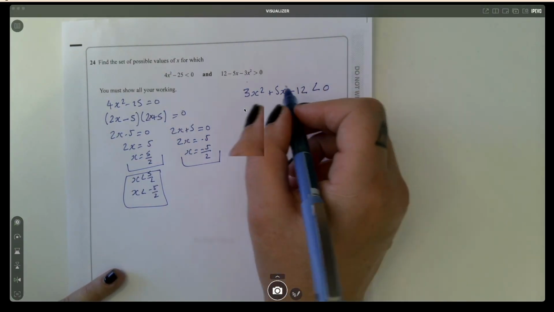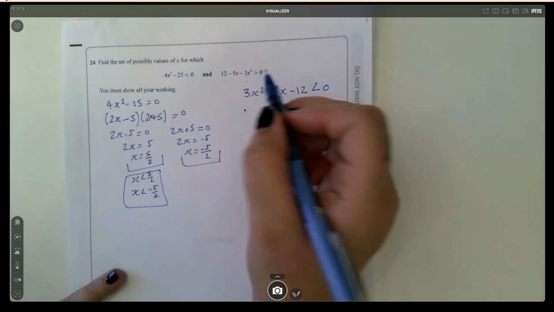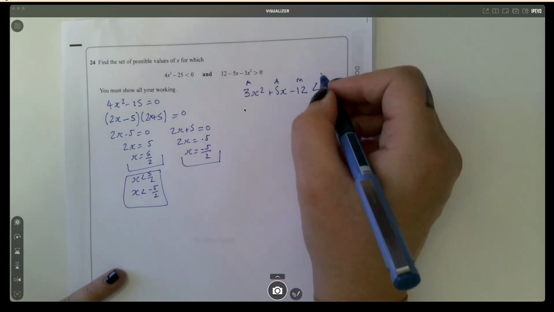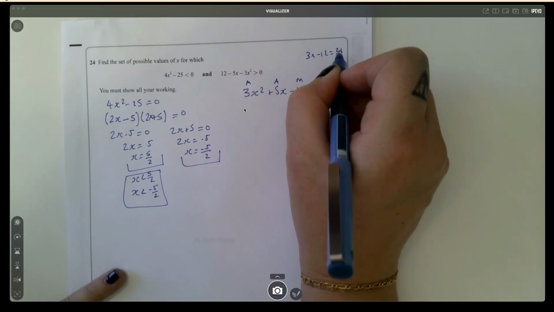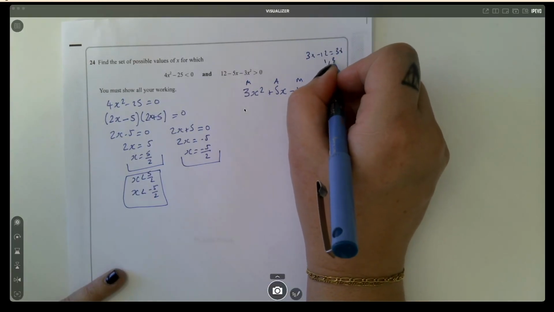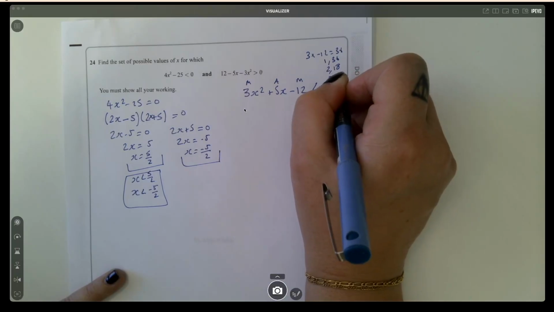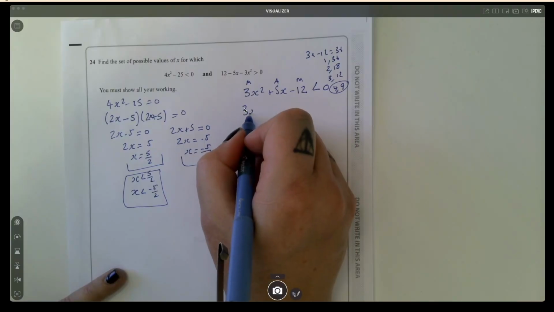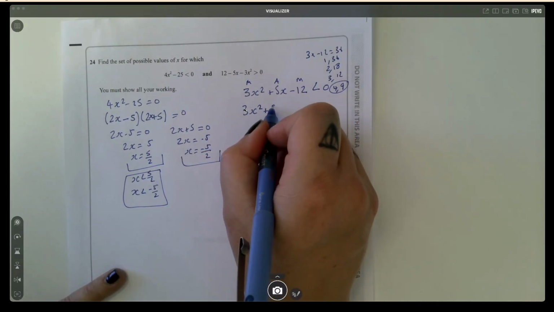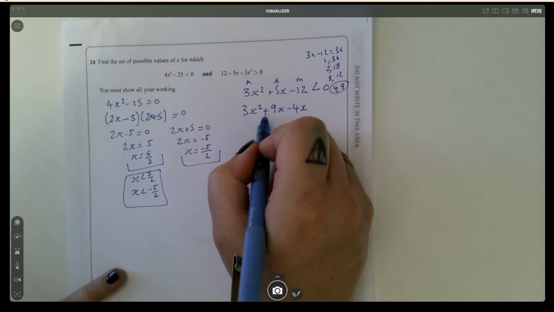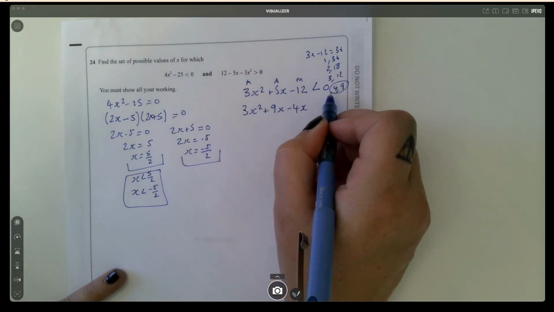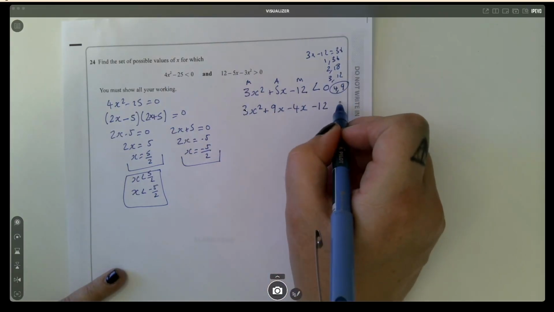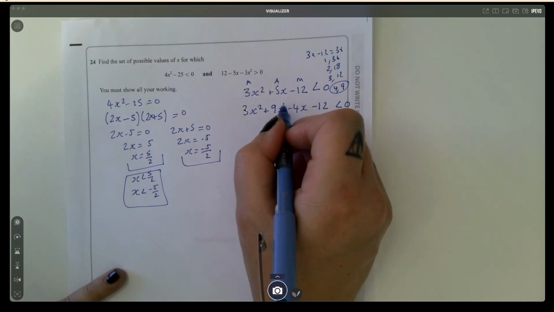Now I'm going to factorise. So I'm going to do splitting down the middle method. It's entirely up to you how you do this. So 3 times minus 12 is minus 36. Two numbers that make 36: 1 and 36, 2 and 18, 3 and 12, 4 and 9. A difference of 5, so I'm going to go with these two. So we have 3x squared plus 9x subtract 4x, because 9x subtract 4x gives me 5, and it's me using the 9 and the 4 to make the 36. And then I've got subtract 12 on the other side. Split it down the middle.